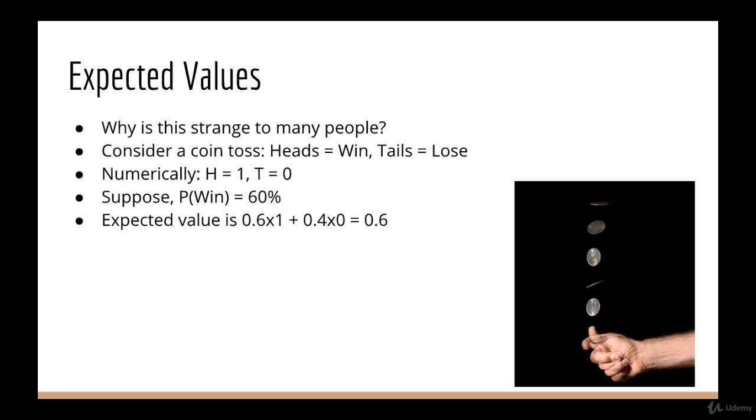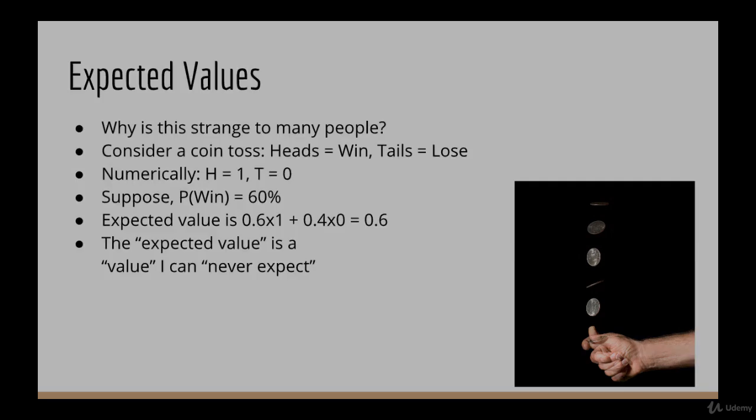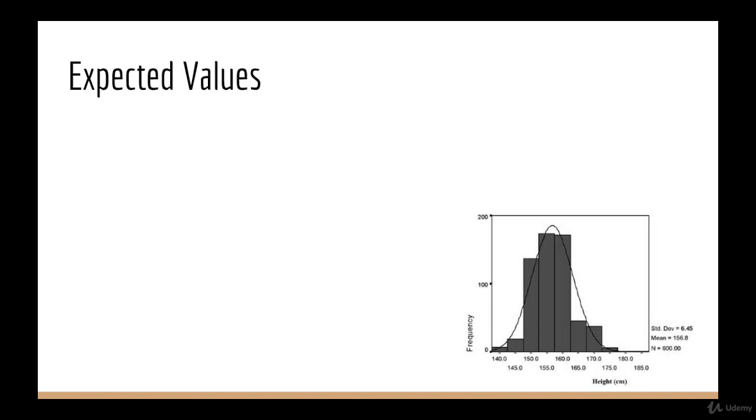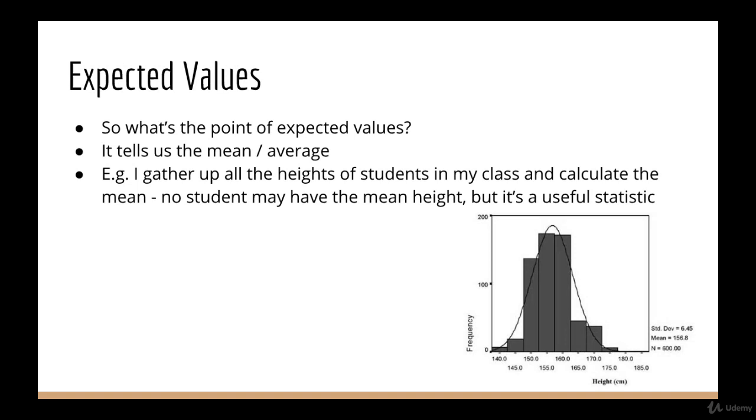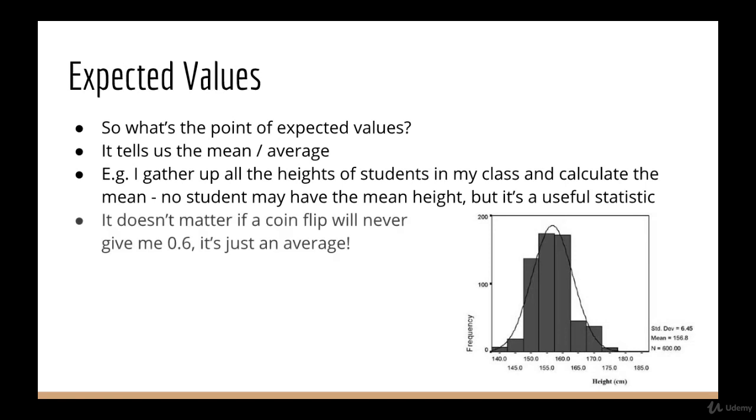Why is this weird? Well, the expected value is actually a value you can never expect to get. Wrap your head around that. The expected value is a value you can never expect. So what's the point of expected values then? Well, the expected value of a random variable tells us its mean, or in other words, the average. So if I gather up all the heights of the students in my class and I calculate the average, perhaps no student actually has that average height, but it's a useful statistic. Similarly, it doesn't matter if I can never get 0.6 from a coin flip. It's an average. It tells me if I flip this coin 1,000 times, what I should get on average.